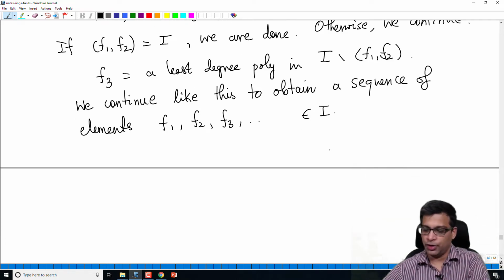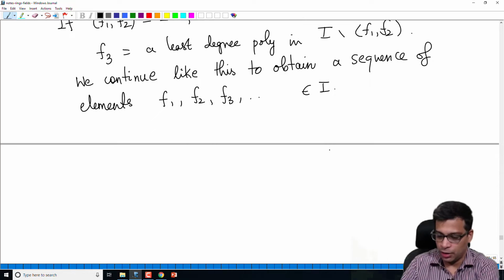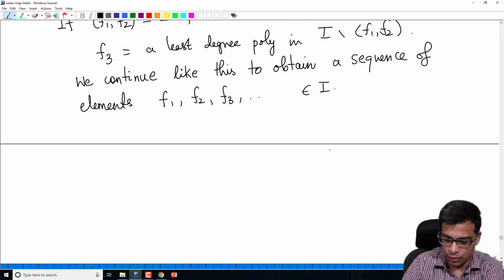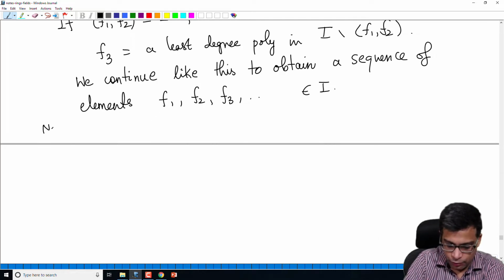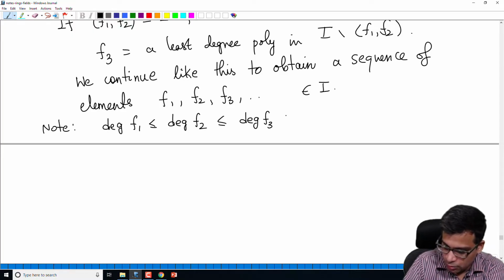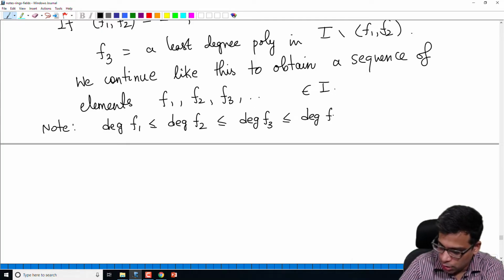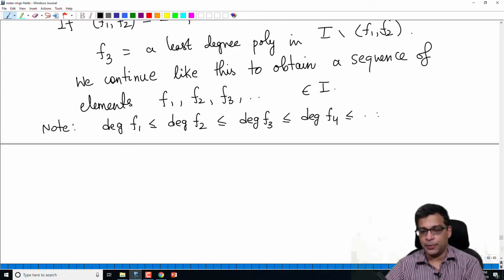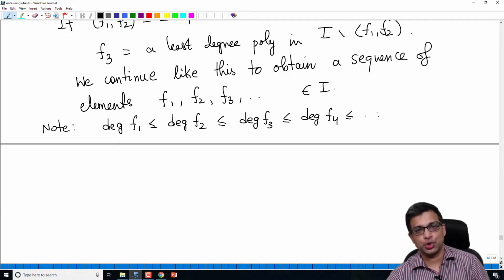And we have now constructed this, and I will only remark now, this is something we will use later. Note that the degree of F1 is less than the degree of F2, less than the degree of F3, less than the degree of F4 and so on. So degrees keep increasing. Why is that? Because when you are choosing F1, you are choosing a polynomial with the least degree, right?